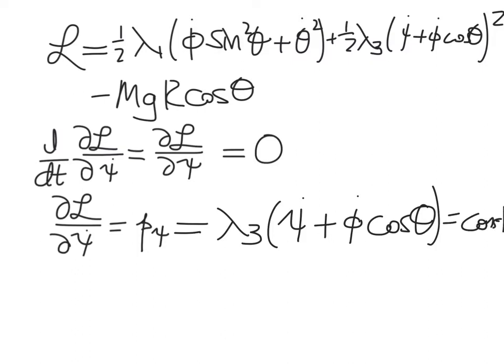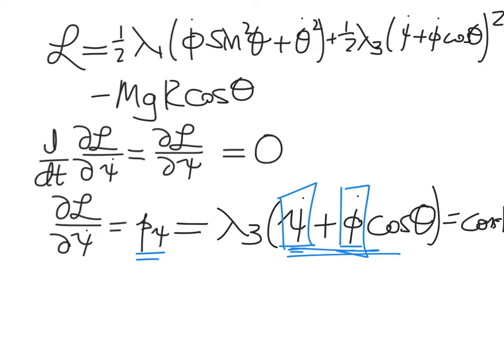Now, it's interesting to note that the generalized momentum for psi doesn't just depend on psi dot. It actually depends on phi dot as well. And this gets at the coupling between the different rotations that we described in class, because these different rotations for the Euler angles are not orthogonal rotations. You get mixing of the different coordinates.